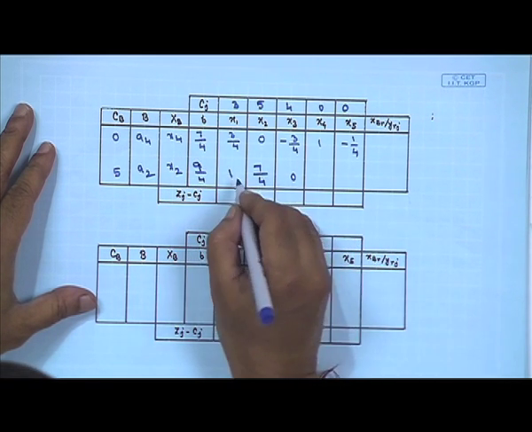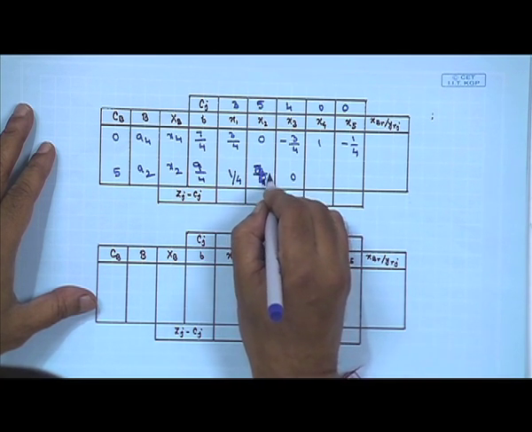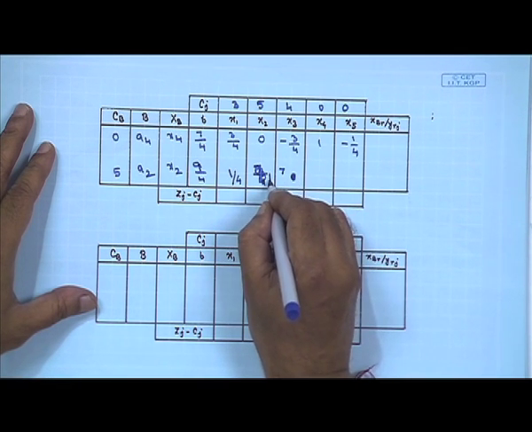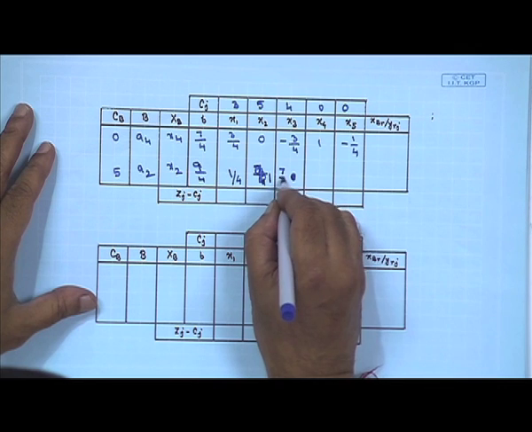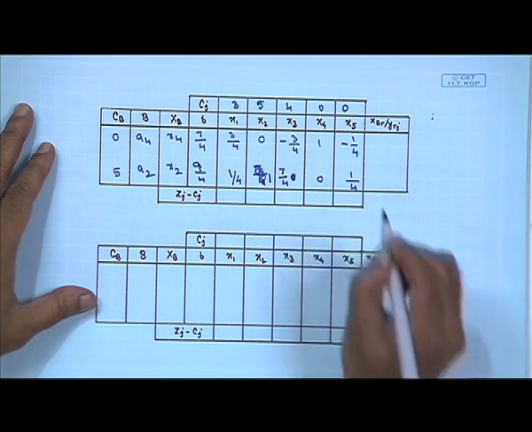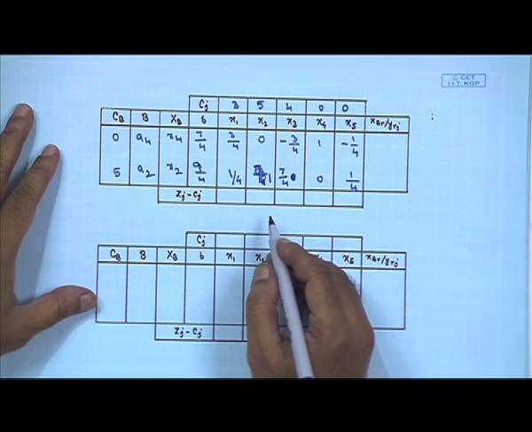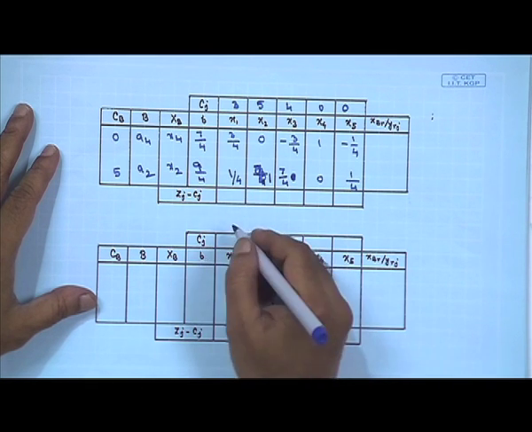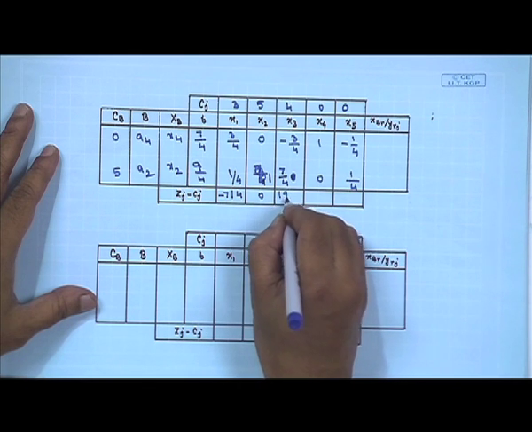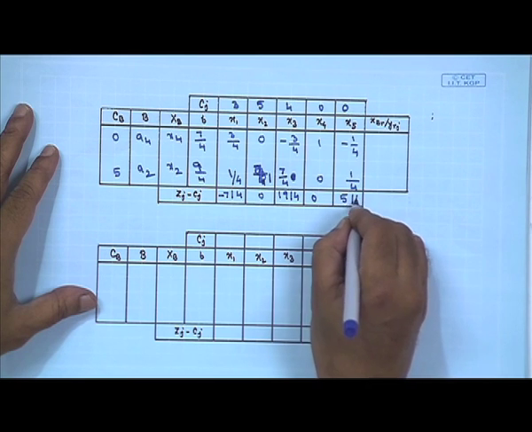So, 9 by 4 means this will be 1 by 4, this will become 1, this will be 7 by 4 because this has to be 1 and x2 was the entering vector, this will be 0, and this is 1 by 4. So, if you calculate zj minus cj, that is CB into B minus cj, this will be minus 7 by 4, 0, 19 by 4, 0 and 5 by 4.